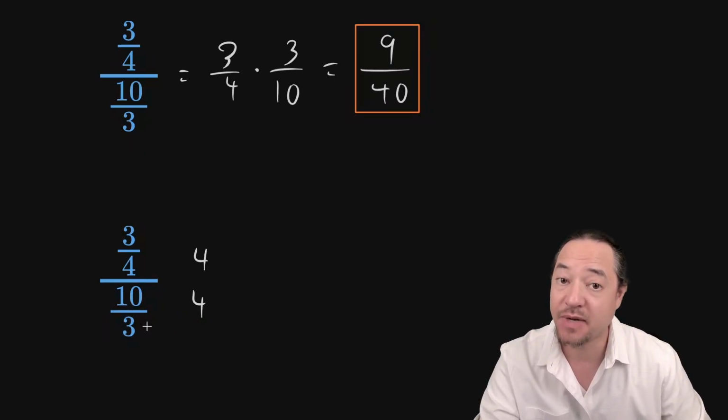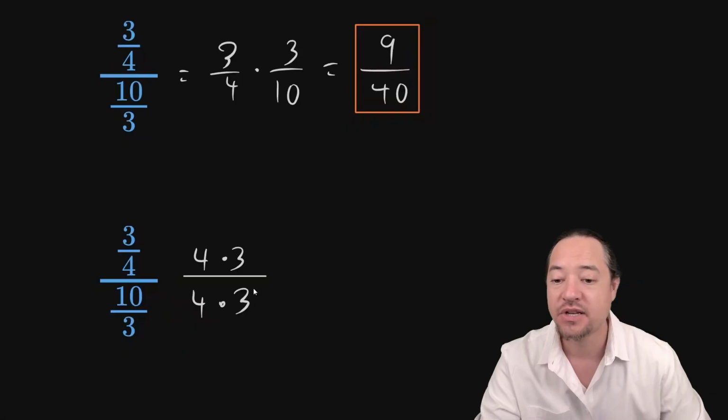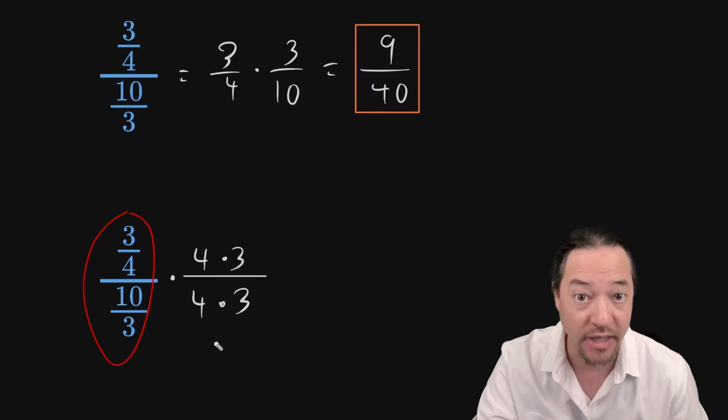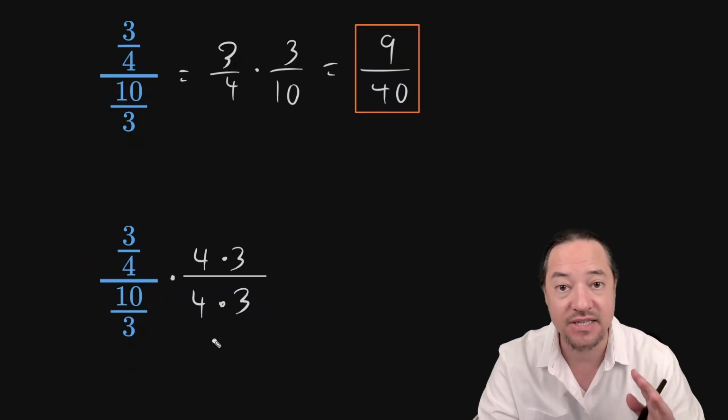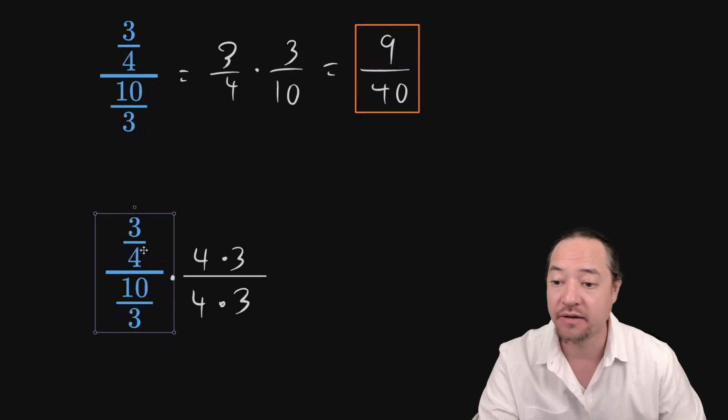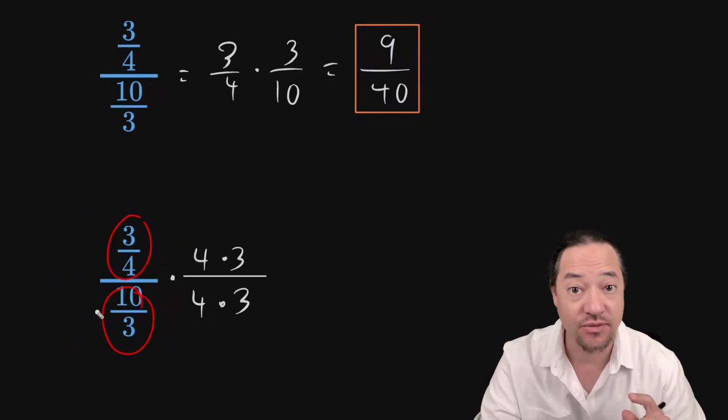Now that doesn't fix my bottom fraction. For my bottom fraction, I need to get rid of a 3. So to do that, I have to multiply this by 3, and to maintain equality, I need to multiply the numerator by a 3 as well. So essentially, what I'm going to be doing is taking this original compound fraction and multiplying it by 12 over 12. Right? That becomes the least common denominator. 12 is the least common denominator of these two fractions right there.